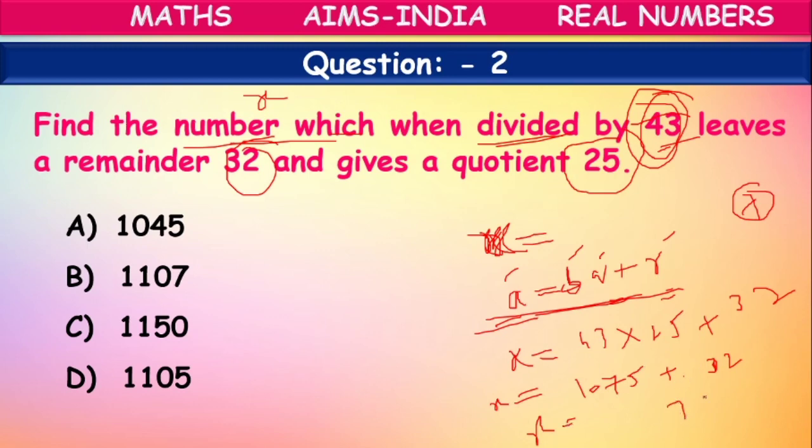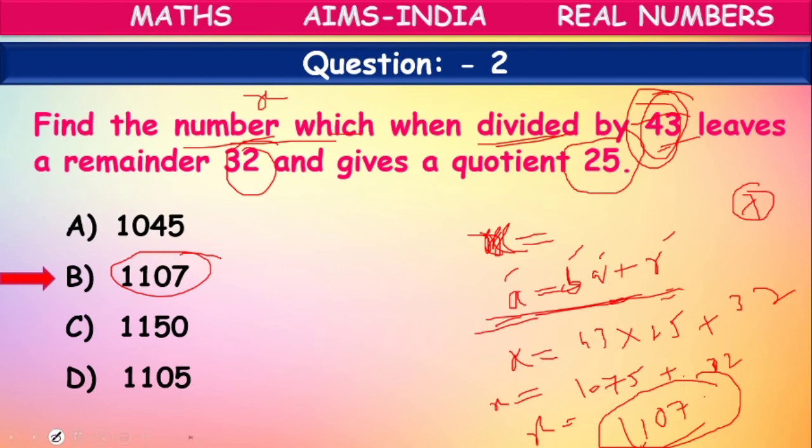5 plus 2 is 7. Tens place: 7 plus 3 is 10. Hundreds place: 0 plus 1 is 1, 11, 1100 and 7, 1107. So 1107. Okay children, what is the correct answer? 1107. With the help of the division rule, or the Euclid division lemma, because it is in the form of Euclid's division lemma, we have found the required number.